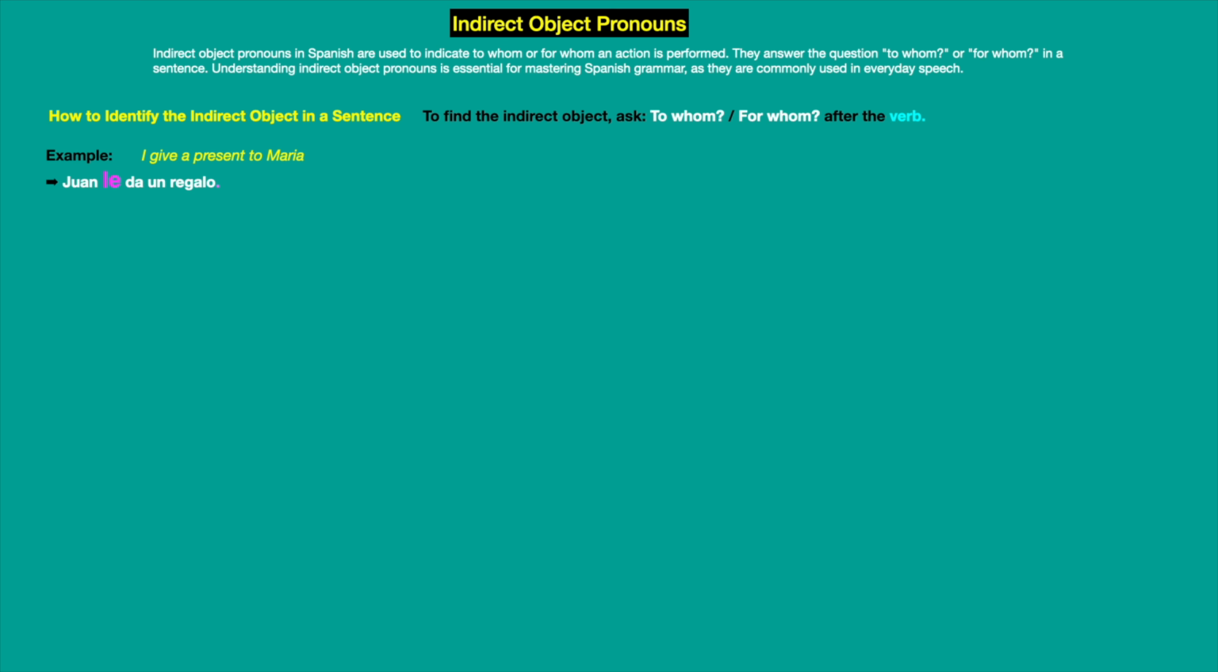So in that case, we say, Juan le da un regalo. To whom are you giving the present? In that case, we are going to say, Juan gives him a gift, or to her. Juan gives her a gift, to Maria. So in that case, what is being given? A gift. That is the direct object, right? Un regalo. And then to whom is it given? To her or to him. That would be the indirect object.